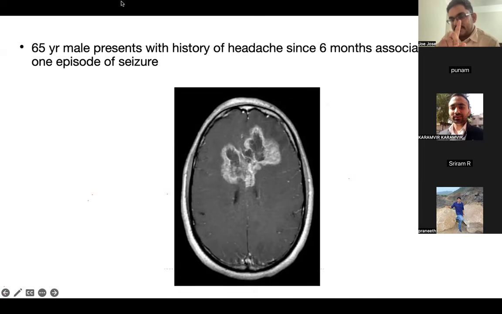Adjuvant temozolomide, that dose is 150 to 200 mg per meter square, for 5 days, not 5 months, 5 days. Yes sir. 5 days in a month for a total of 6 months. So 150 to 200 milligram adjuvant, 5 days a month, every 28 days for 6 months.